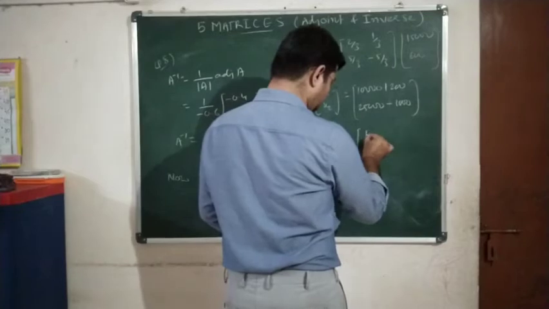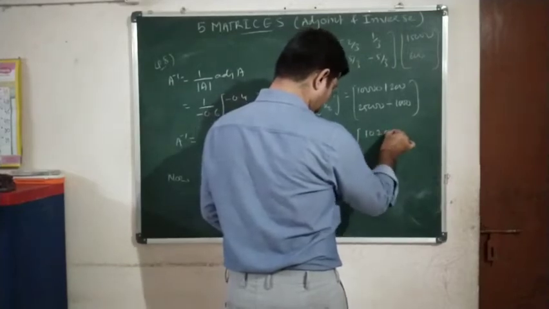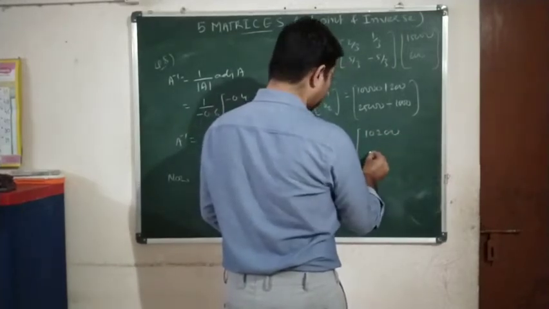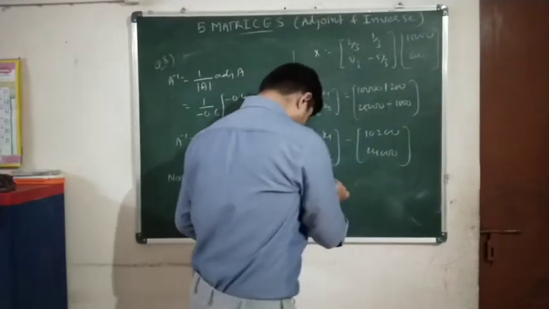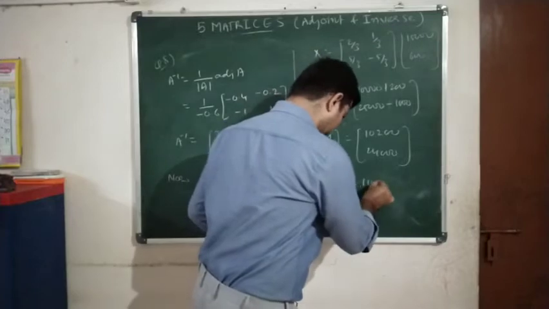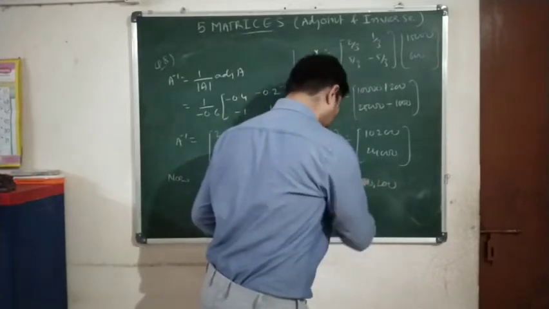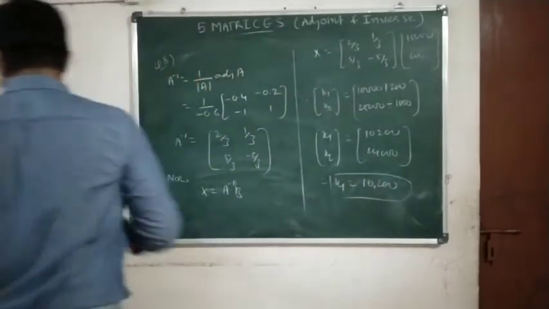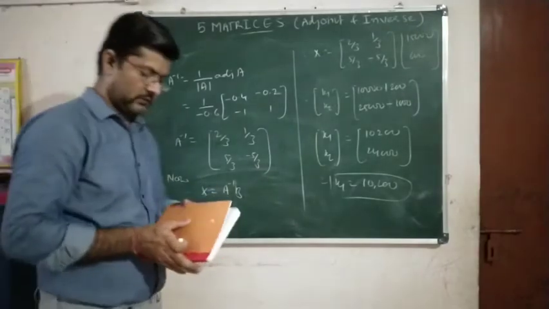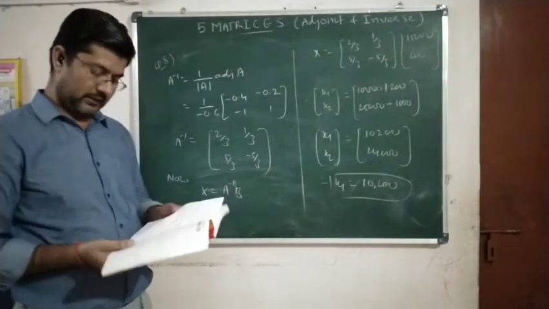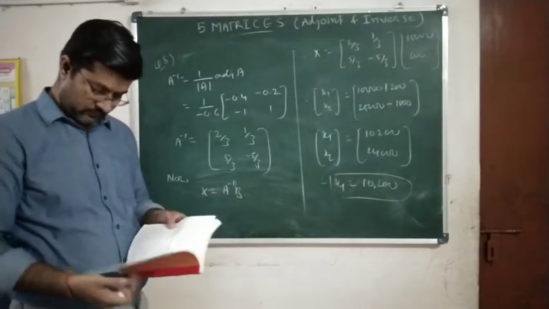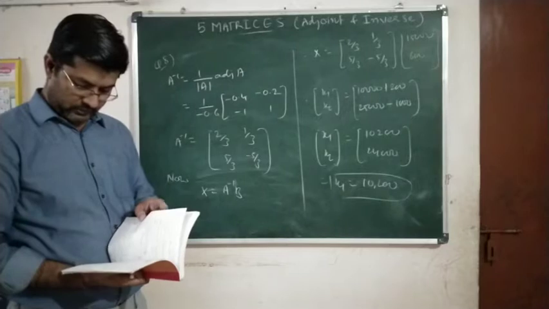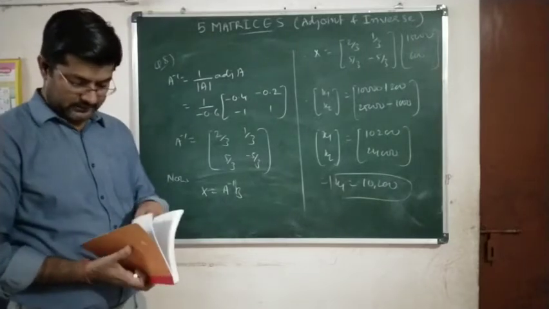is equal to 10,200 and 25,000 minus 10,000. Therefore x1 is the answer. We have to find x1 and we got x1 to be 10,200. Yes, that is the correct answer.